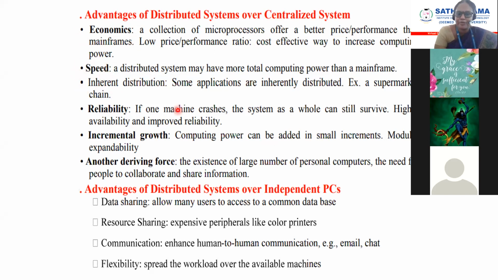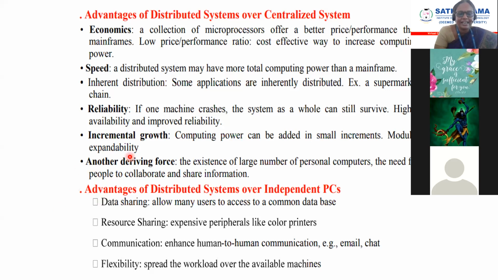Then inherent distribution: some applications are inherently distributed. One best example is Bitcoin, where a blockchain is there, so inherent distribution will be there for that specific application. Reliability: if one machine crashes, we can survive with the other systems, so reliability also increases. Then incremental growth, so the computing power can be added in small increments.